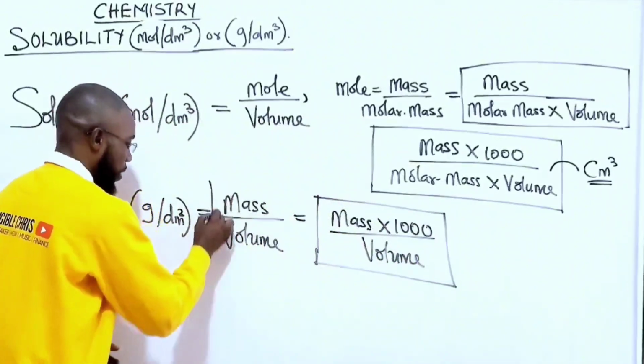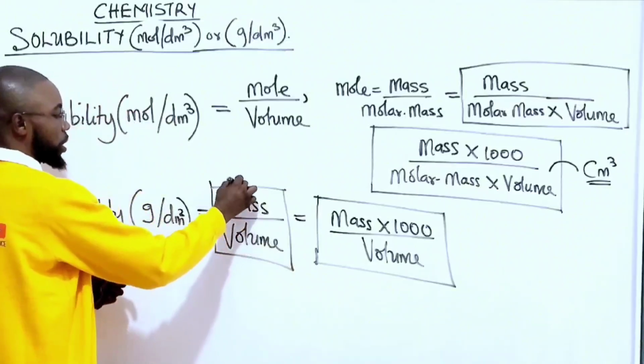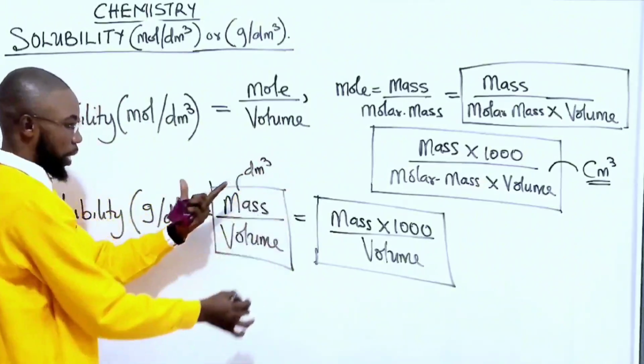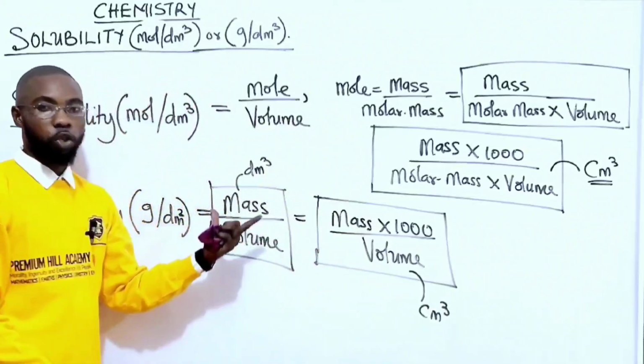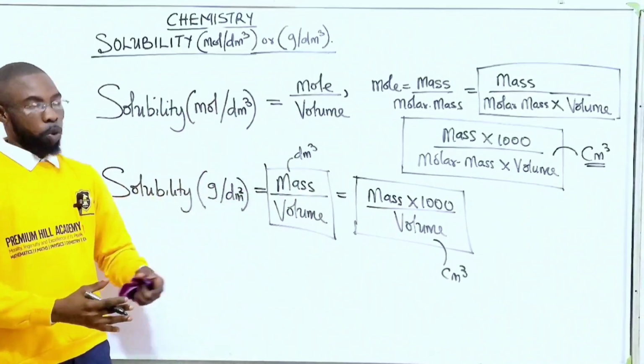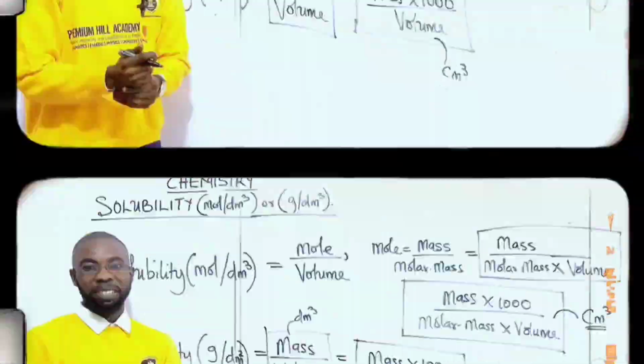So this phase is when it is given in dm cube, and this one is when it is given in cm cube. Let's use some questions to explain what we just did here. I'll see you in the next video, guys.